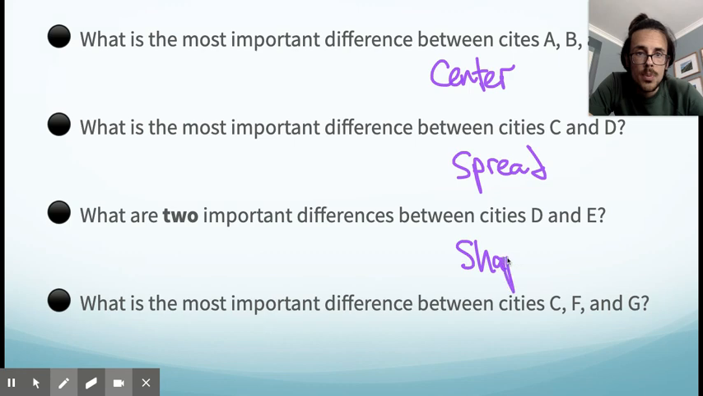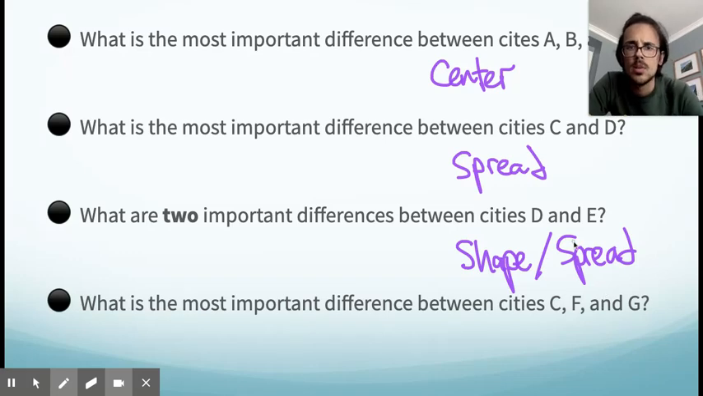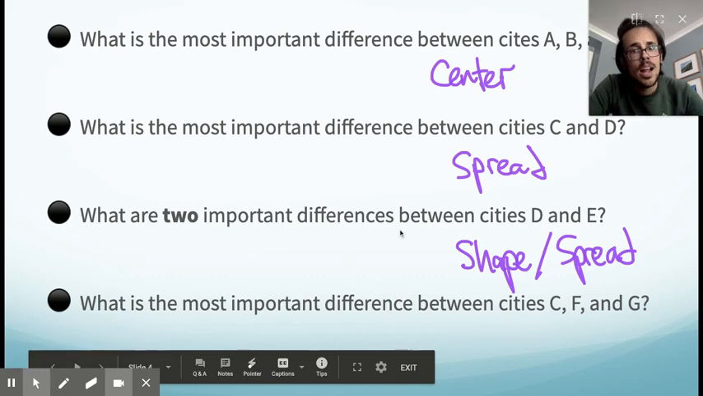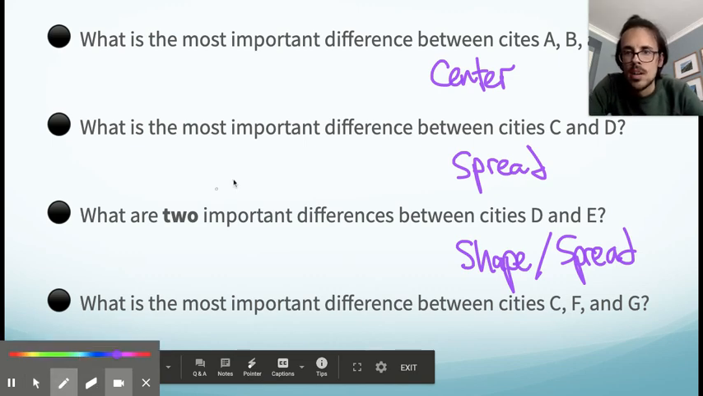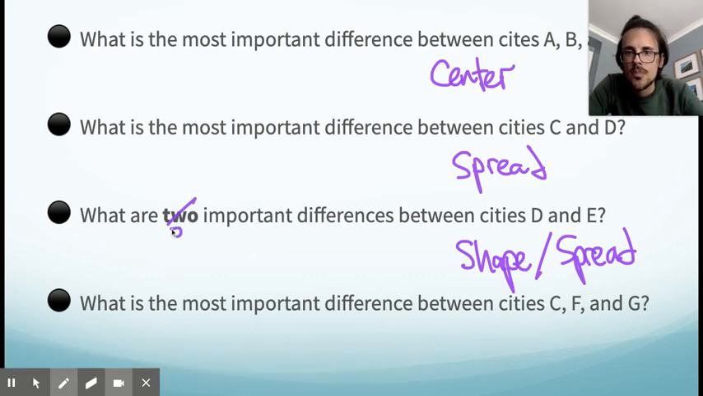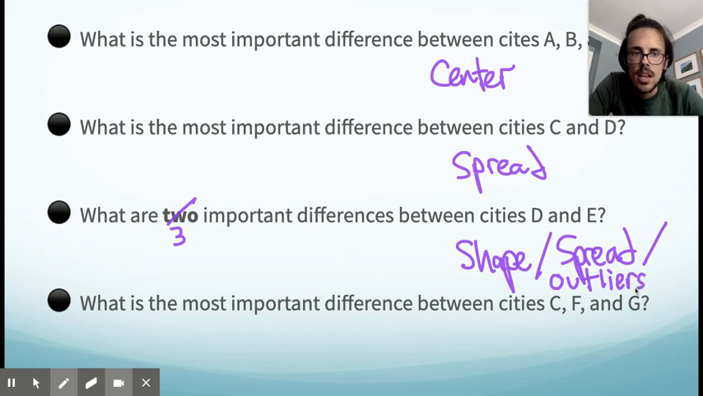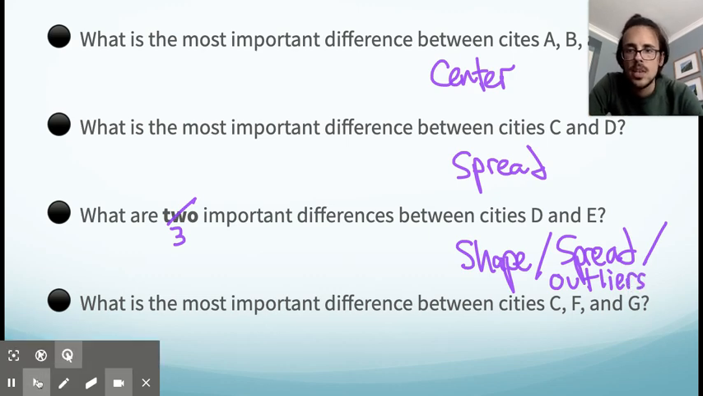So shape and spread are the 2 things that I'm talking about with regards to this one here. The shape, there's spread, and I'm actually going to break my own rule right here. There are actually 3 things I want to mention. There also appear to be a few really weird outlier days in graph E.